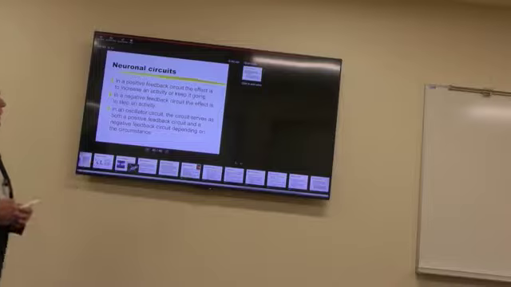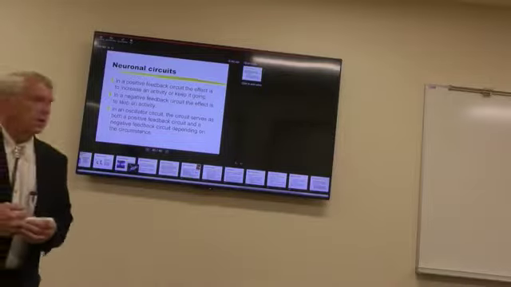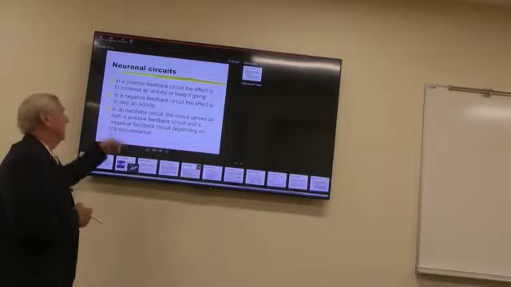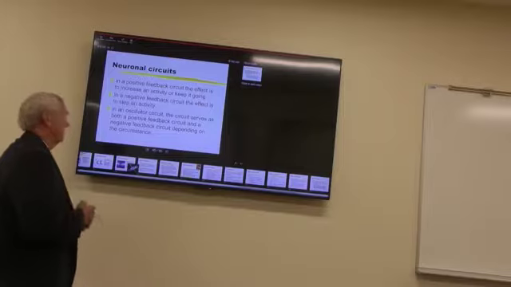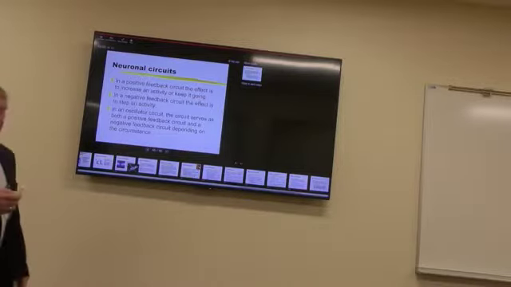In a positive feedback circuit, the effect is to increase an activity or to keep it going. In a negative feedback circuit, the effect is to stop an activity. In an oscillator circuit, the circuit serves as both a positive feedback circuit and a negative feedback circuit, depending on the circumstances, so it can oscillate between positive and negative.